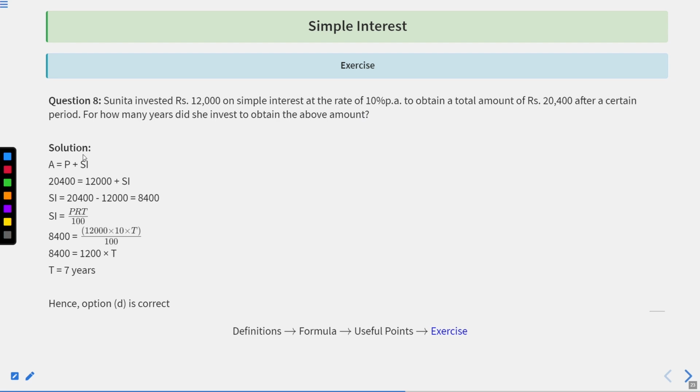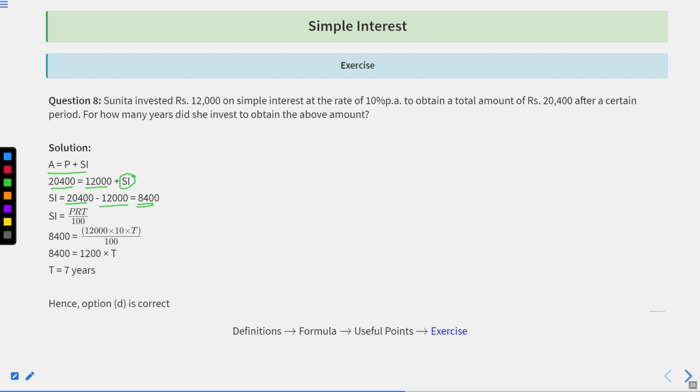So here we have A equal to P plus SI, that is, amount equal to principal plus simple interest. So the amount is 20,400 and the principal is 12,000. So what is the simple interest received by her? It is given by 20,400 minus 12,000, that is equal to 8,400 rupees. So the interest received by her is 8,400 rupees. Now we have to find the time for which she invested the money.